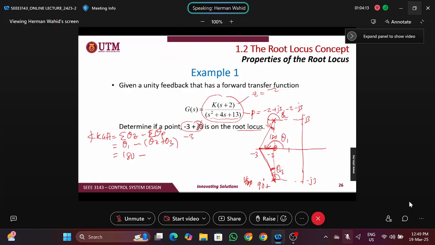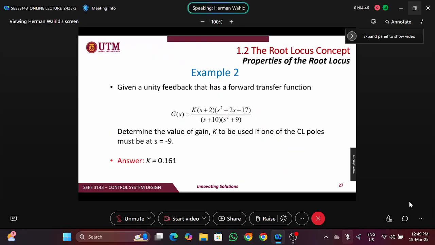Okay, so meaning that this angle theta 2 here, if you add it with the angle theta 3 here, it will make a full 360 degrees. So basically here, theta 2 plus theta 3 is actually 360 degrees. So finally, we have 180 degrees. Then this is fulfilling the angle criteria. It's plus minus 180 degrees. Okay, so that's how we solve that one.